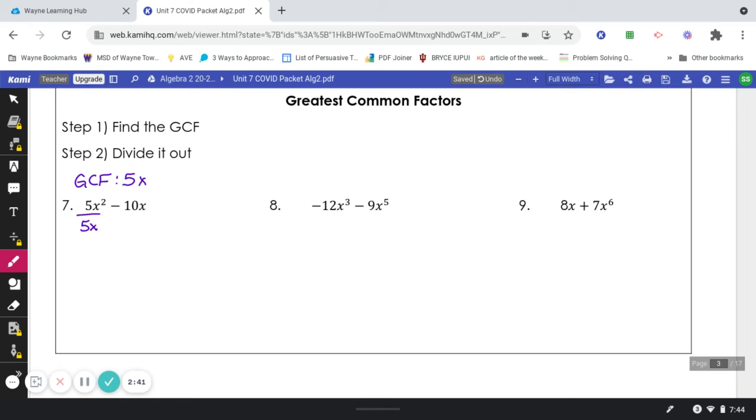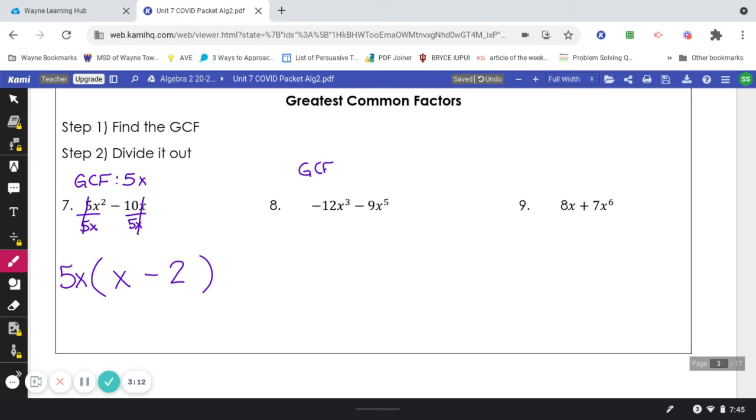So I'll put a 5x underneath each. And then I want to put that greatest common factor 5x in front. Then I want to divide out to see what's left. So 5 divided by 5 cancels. x squared divided by x, you ask yourself, where are there more x's? There's one more at the top, so I put an x. Bring down the minus sign. 10 divided by 5 is 2. And then the x and the x at the end cancel.